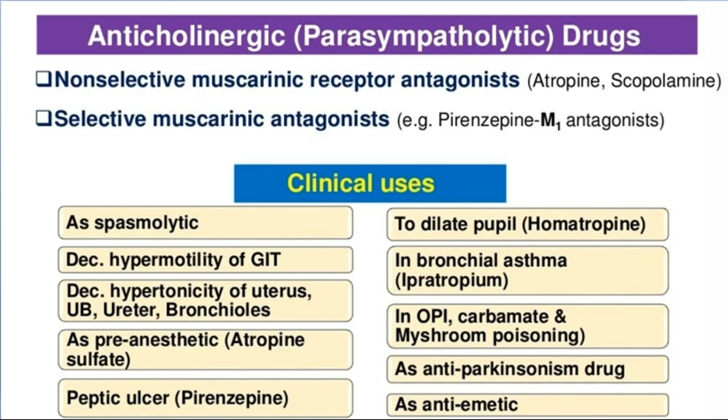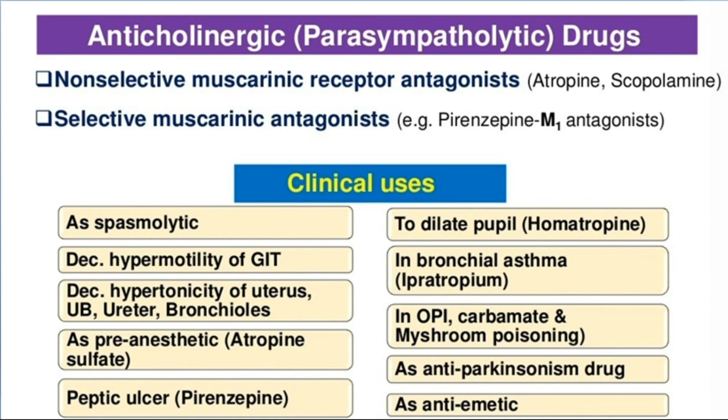Anticholinergic, parasympatholytic drugs. Non-selective muscarinic receptor antagonist, example atropine, scopolamine. Selective muscarinic antagonist, example pirenzepine, M1 antagonist. Clinical uses as spasmolytic, decrease hypermotility of GIT, decrease hypertonicity of uterus, urinary bladder, ureter, bronchioles.